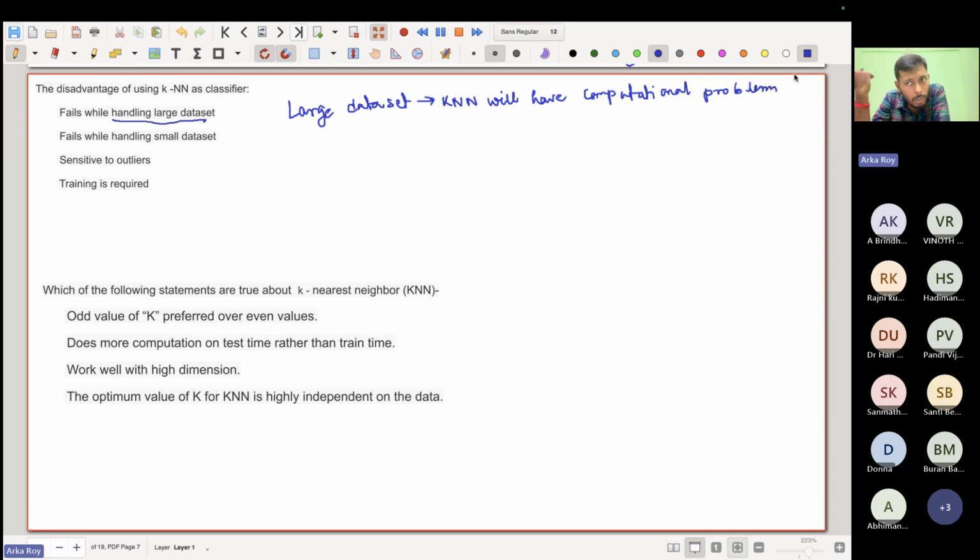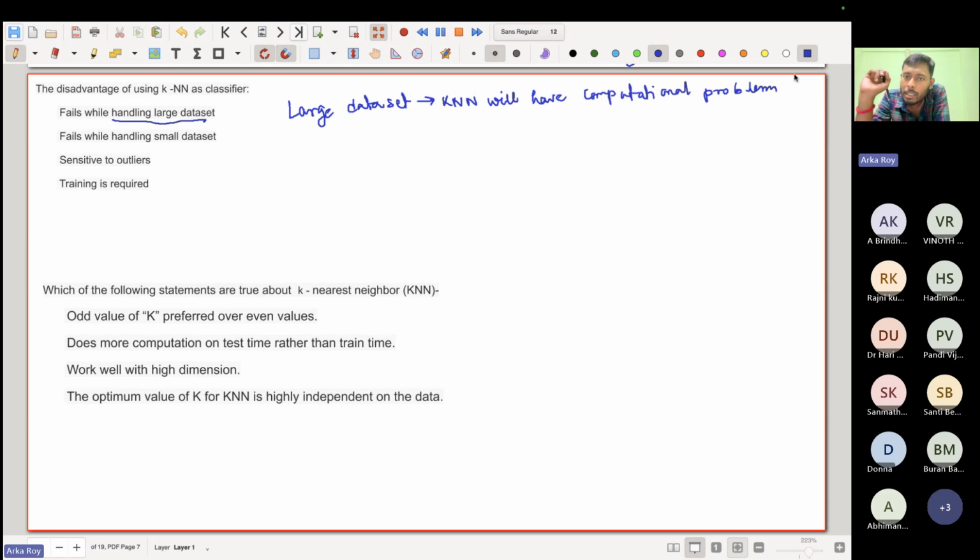But once you calculate all the distance values, you can see the time taken by this algorithm will be higher as you increase the number of data, because you have to calculate all the data point distances. Once you calculate all the distance values, you have to arrange them in ascending order, and then you can take, let's say, k number of lowest distances, and then do the classification.